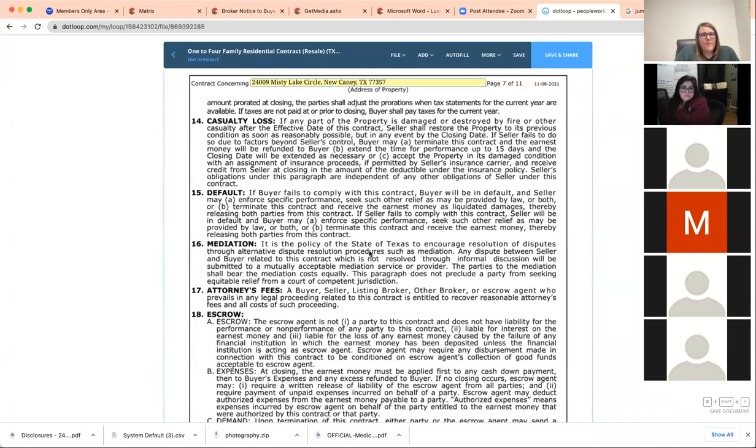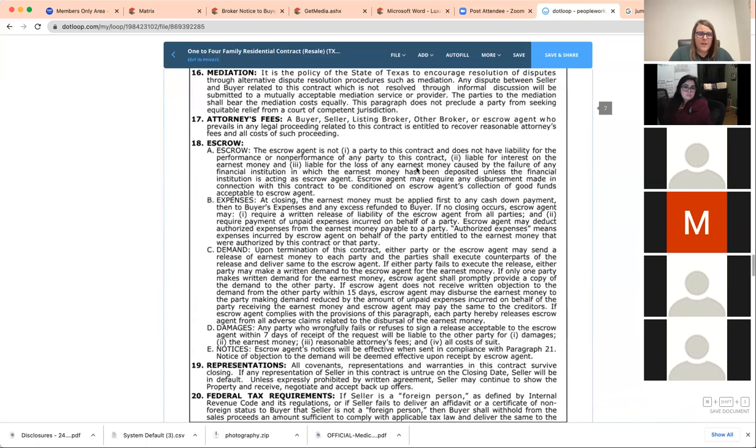Default, the seller and the buyer can be in default, and we just go from where they're at in the deal and negotiate and release earnest money based on who defaults and why. If we can't come to an agreement, we go to mediation between broker to broker. If it doesn't work out in mediation, then we start adding attorneys.